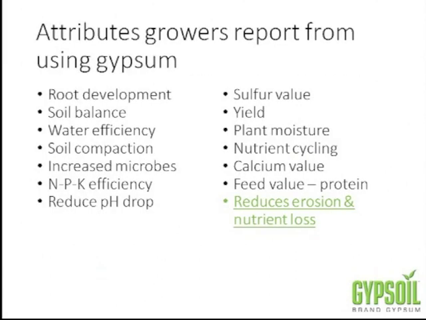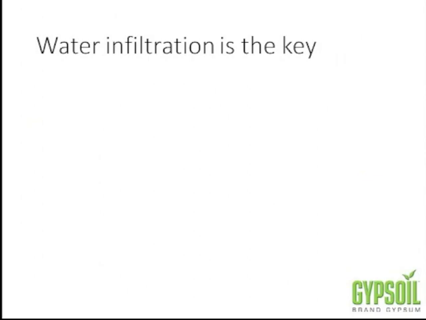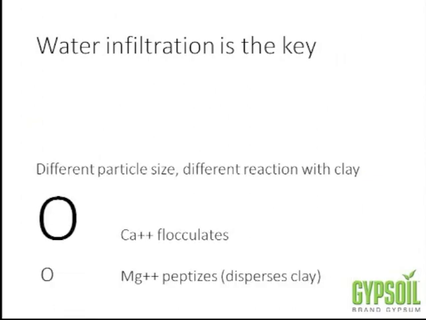Last little thing I want to talk about is reducing erosion and nutrient loss out of the soil. And this has been a big thing in the news lately with Lake Erie and the algae blooms. They're talking about phosphorus runoff and soil loss. And so I think that's something that we can maybe fix or help fix with a gypsum application. But really, water infiltration is the key to getting this done.